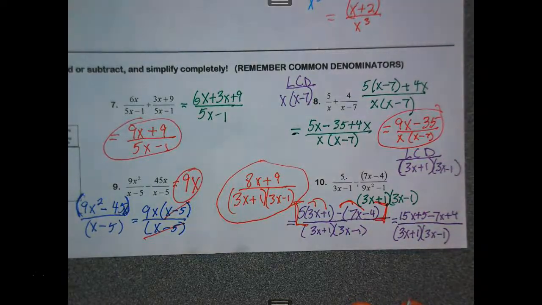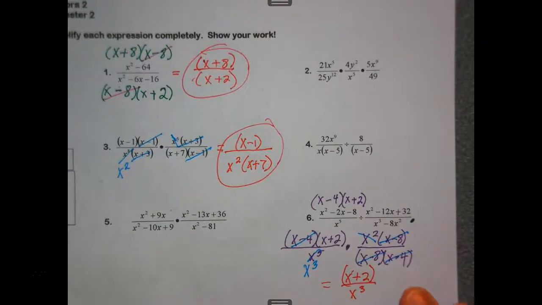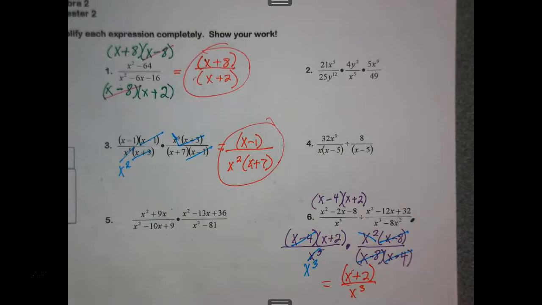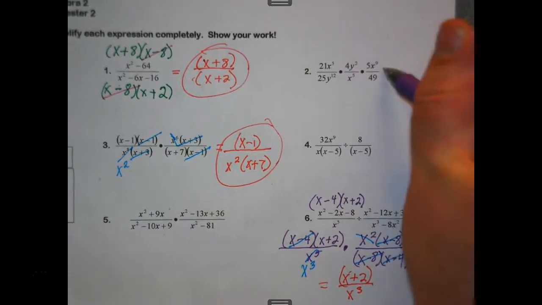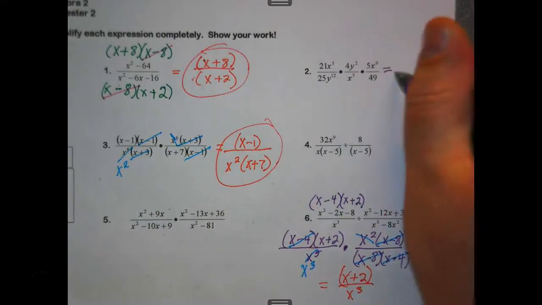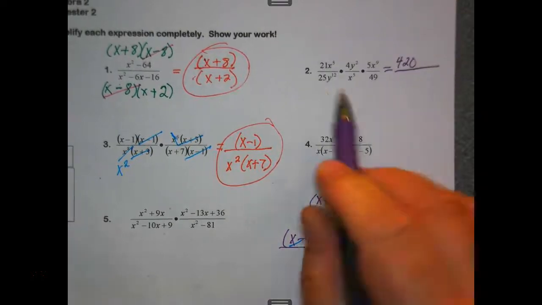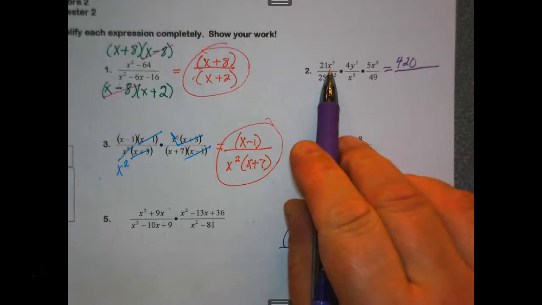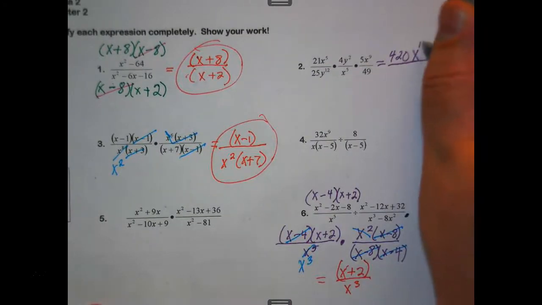You guys remember how to do number 2? It's easier to actually multiply across. 21 times 4 times 5 is 420. x to the 5th, x to the 9th is x to the 14th.